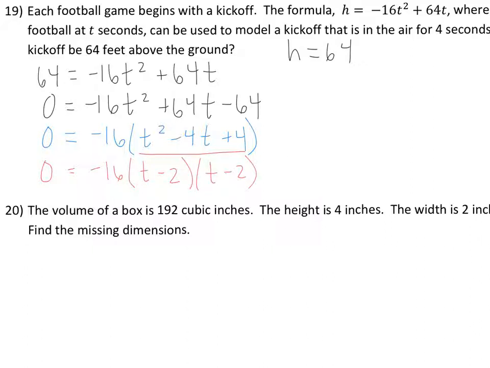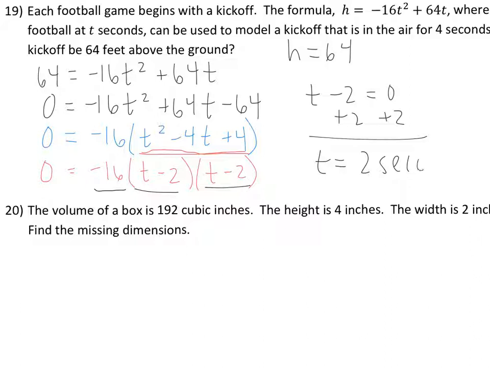Again, we could have used the diamond method or realized that that's a perfect square trinomial, t squared minus 4t plus 4. So what I need to set equal to 0 is t minus 2, and t minus 2, because this negative 16 doesn't have a variable, and t minus 2 are the same thing, so I only have to set one of those equal to 0. And when I solve for t, I add 2. So time equals 2 seconds, and that is my solution.